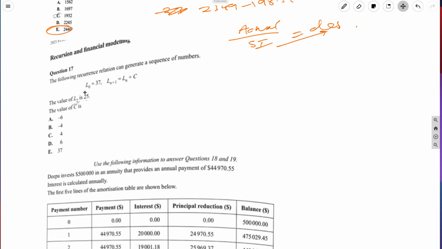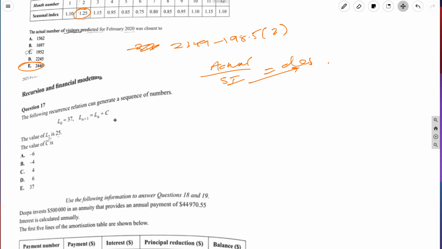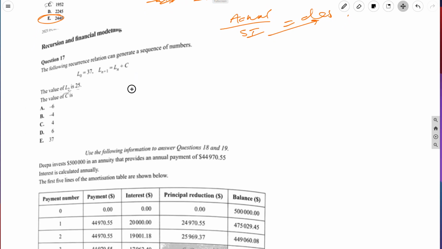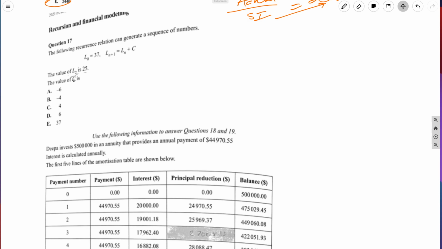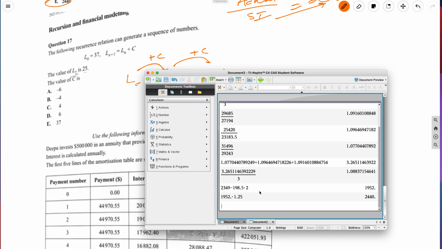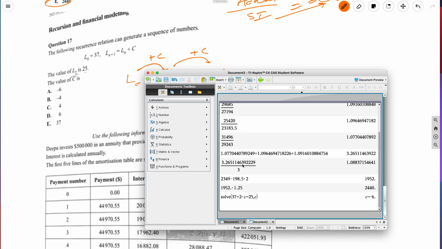So then the next one, the following recurrence relation can generate a sequence of numbers. So a non-financial one, it's interesting. The value of L2 is 25, the value of C is what? So technically, L0, L1, L2, that is 2 jumps, that is plus C, so that is plus 2C. So if 37 plus 2C is equal to 25, then we can just solve that on the CAS, or you could go the difference between them as well. Let's just go for solve. So you just go solve, and then 37 plus 2C is equal to 25. Solve for C, C is -6.